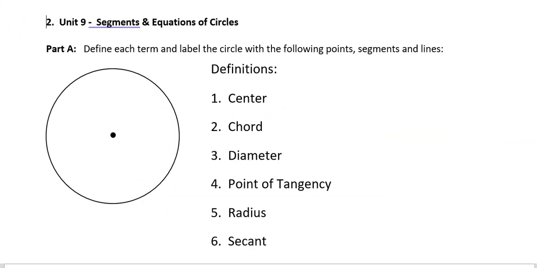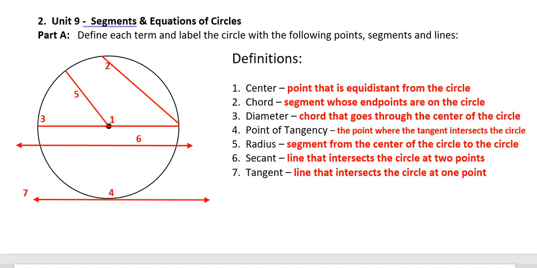Now we're going to move on to number 2, which is Unit 9, which had to do with segments and equations of a circle. It says here to define each term and label the circle with the following points, segments and lines. So I'm going to go ahead and click you guys over to when I have this already filled out, and we're going to talk through my drawing. Okay, so it says define each term and label them.